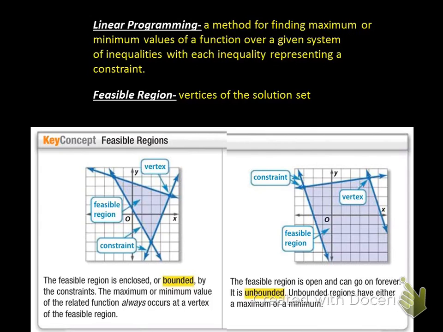It is a method for finding maximum or minimum values of a function over a given system of inequalities, with each inequality representing a constraint. All right? Linear programming is a method for finding maximum or minimum values of a function over a given system of inequalities, with each inequality representing a constraint.